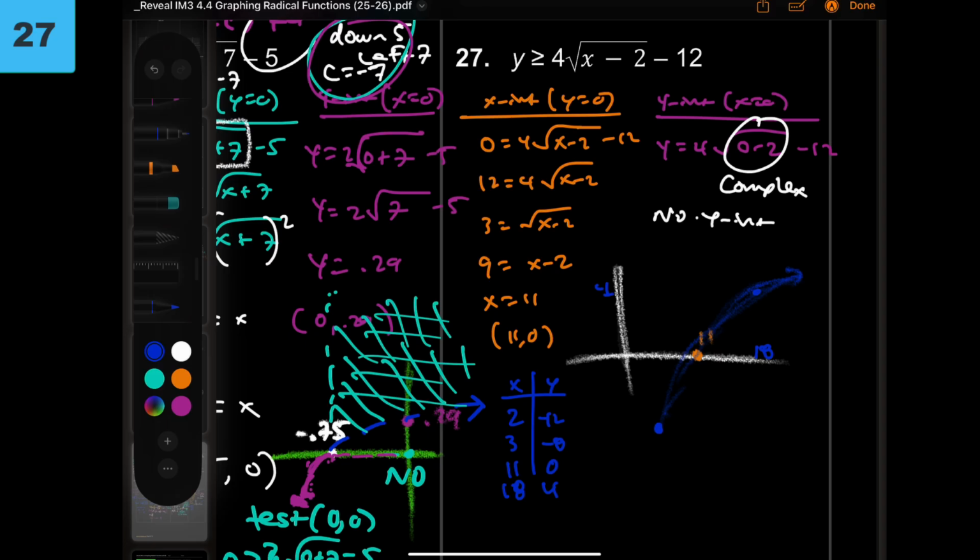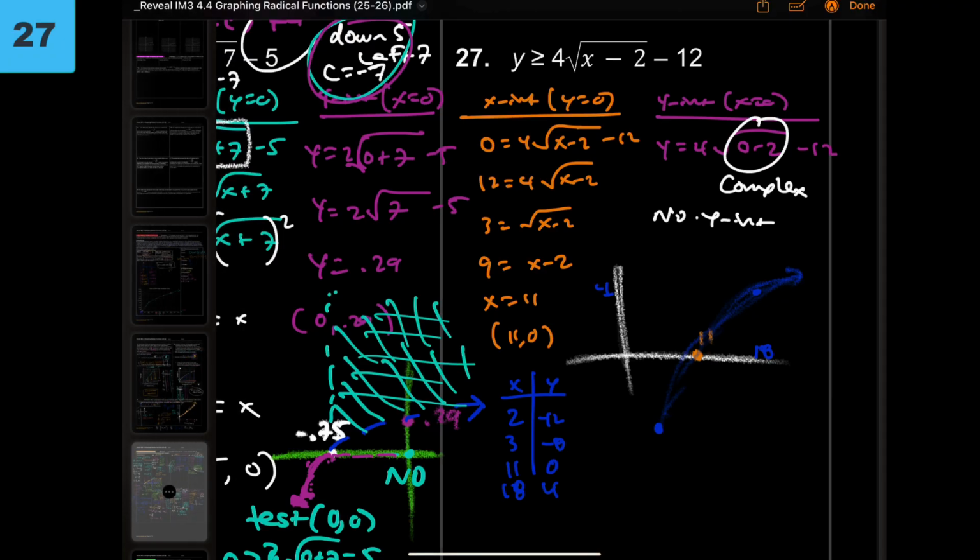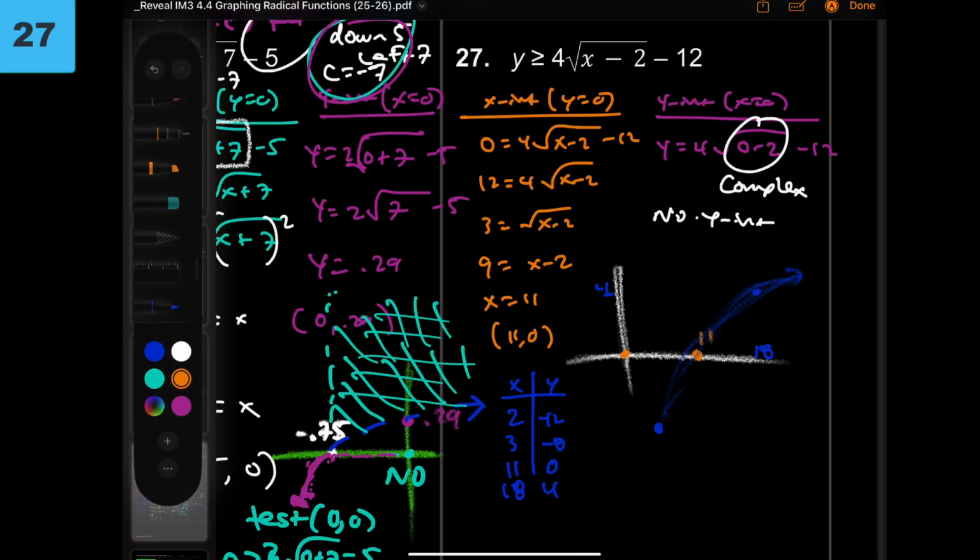Okay. Now we want to test it. So let's test it. Let's pick 0. So let's test it. 0: 4 times the square root of 0 minus 2, minus 12. And already, you know, you have a complex number here. So that's going to be no real solution, which means this is false automatically.